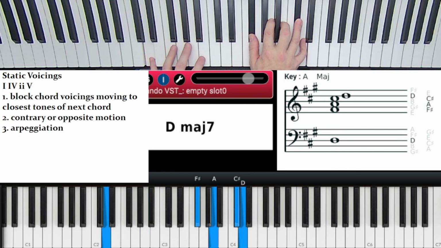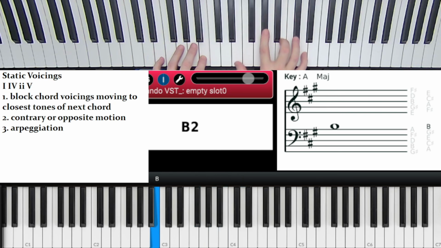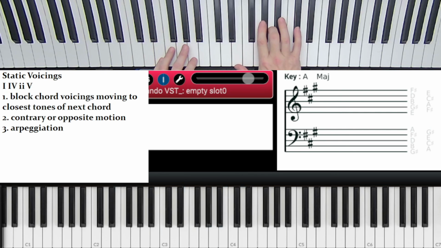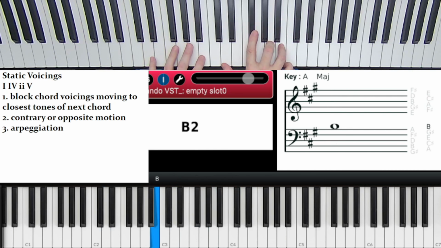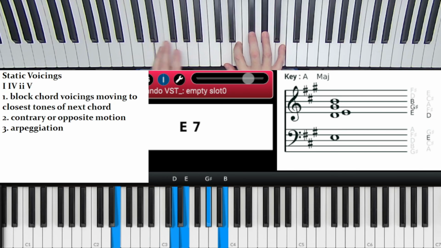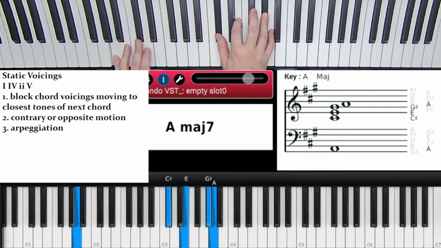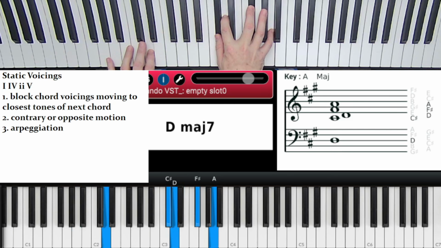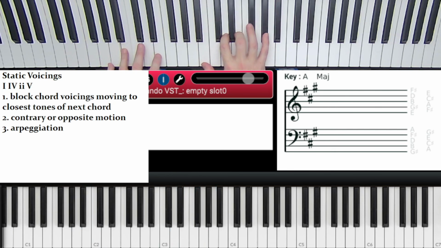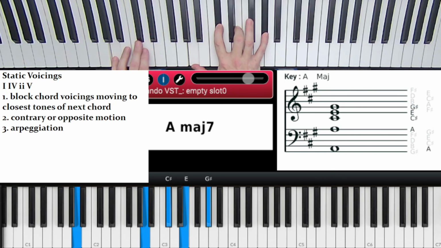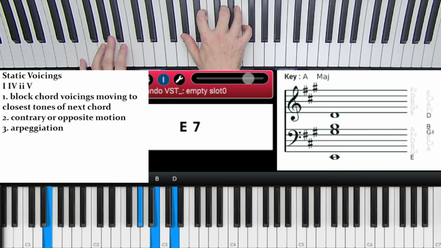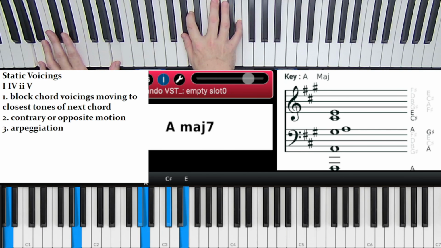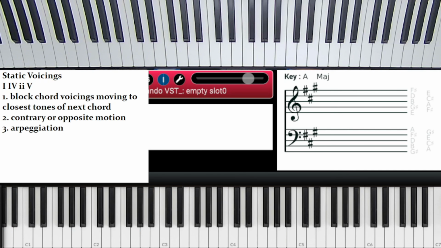D major seventh, B minor seventh, E dominant seventh, okay? And you could actually keep chaining this: A major seventh, D major seventh, B minor seventh, E dominant seventh, A major seventh, D major seventh, B minor seventh. So we're going through all the voicings possible in these close quarters by doing this. Now we're about at the beginning where we started, so that gave us the ability to memorize all close quarter voicings.